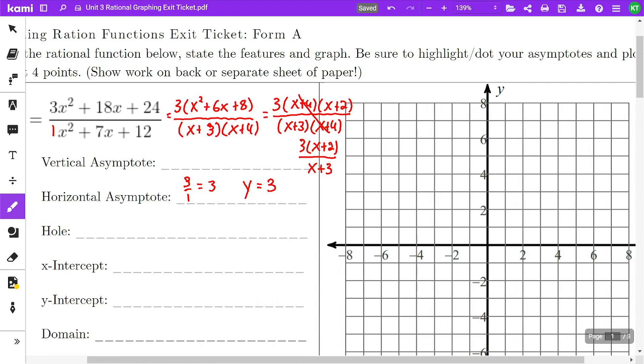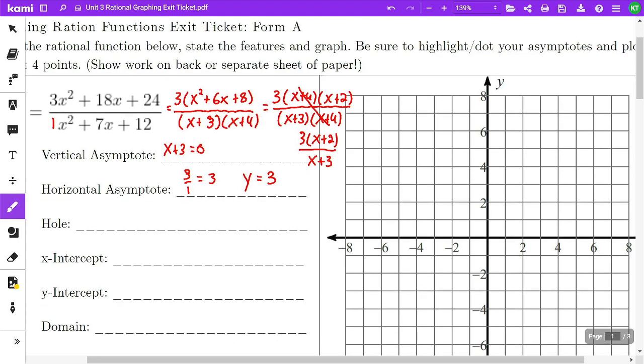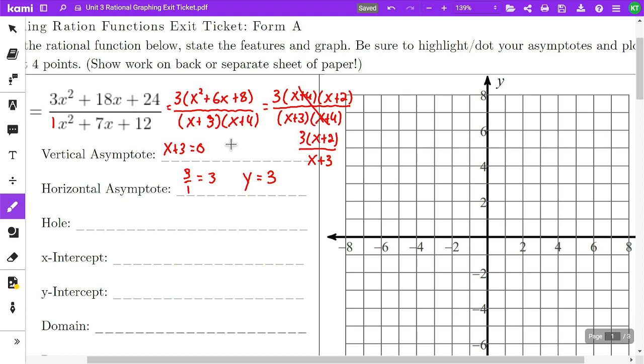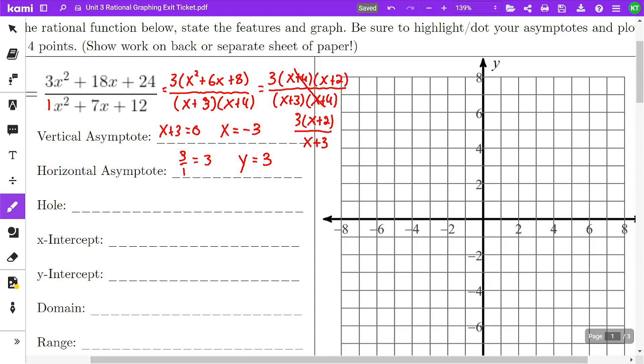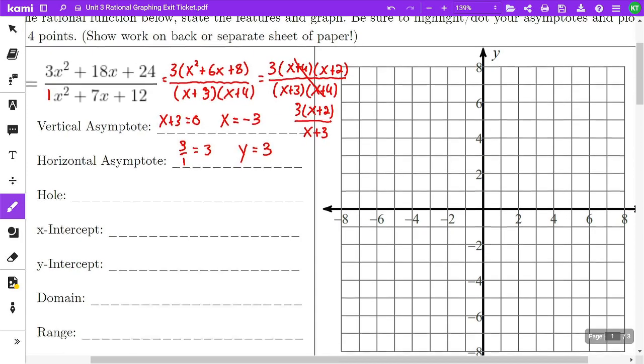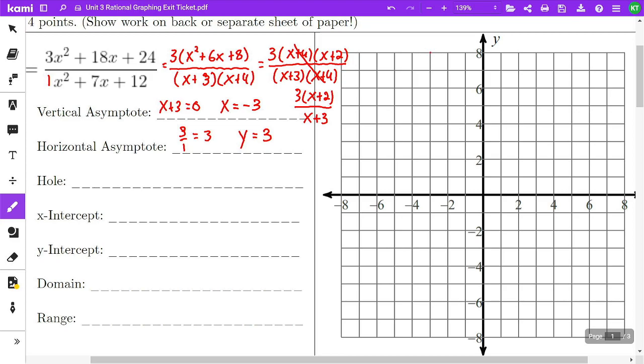And to get my vertical asymptote, I'm going to set my denominator here equal to 0. So I'll have x plus 3 equals 0. And if I solve that by subtracting 3 from both sides, my vertical asymptote will be x is equal to negative 3. So I have my asymptotes knocked out. I'm going to go ahead and graph those now. So let's do my vertical asymptote at x equals negative 3, and my horizontal asymptote at y equals 3.